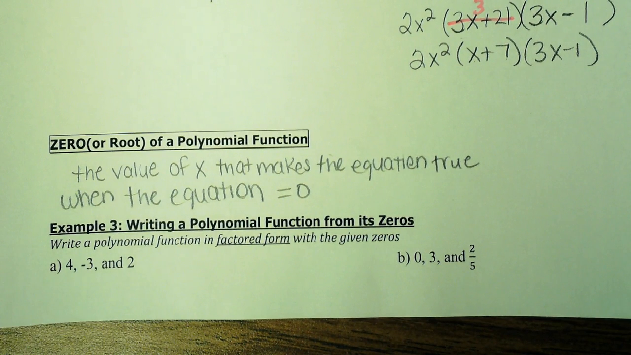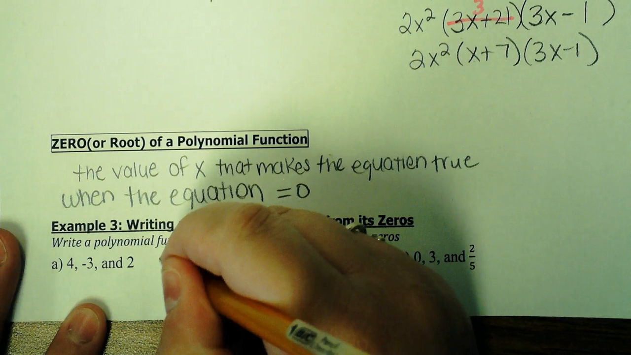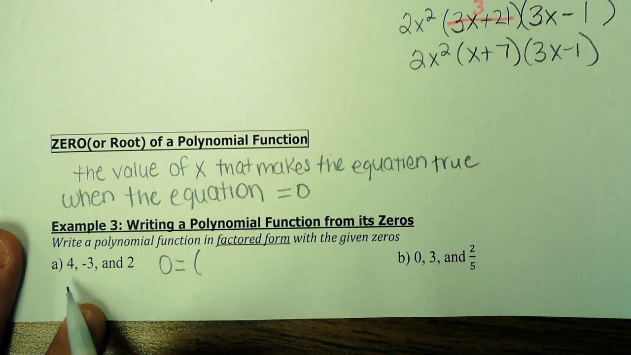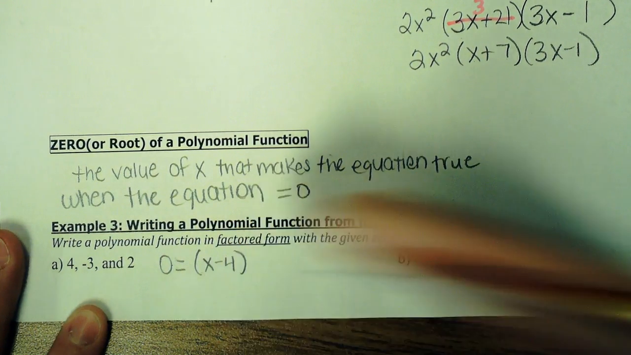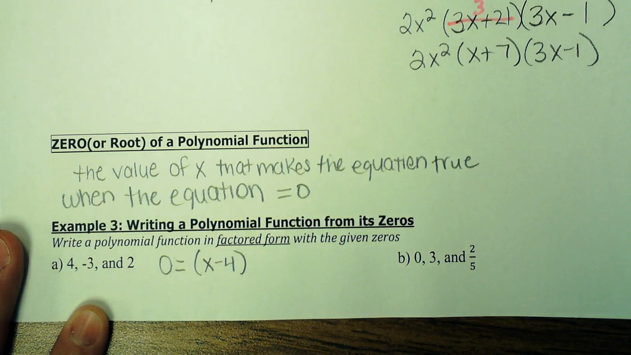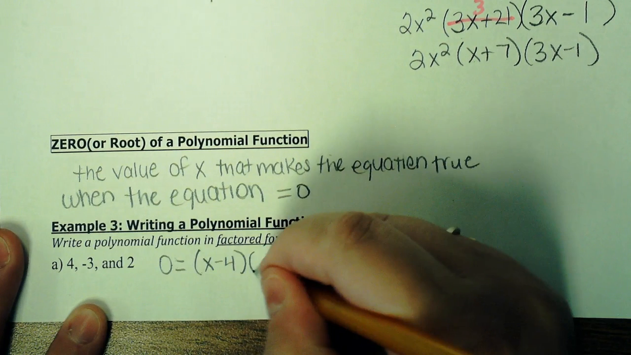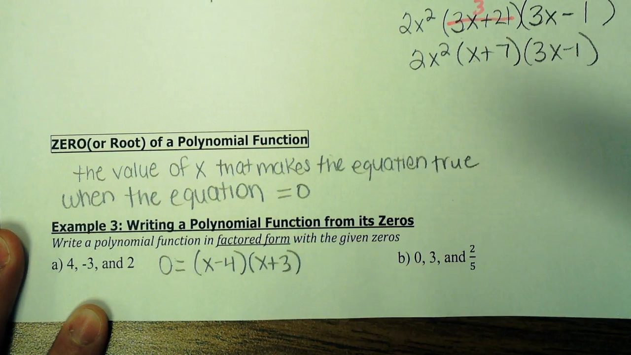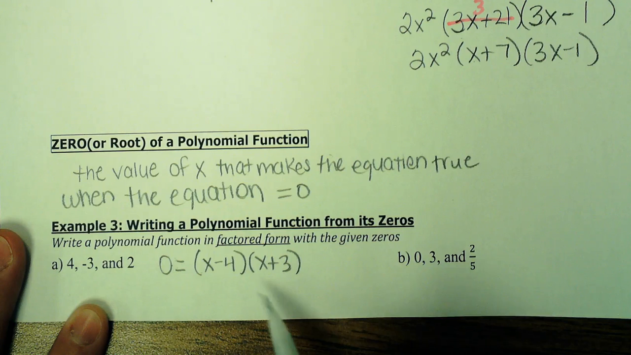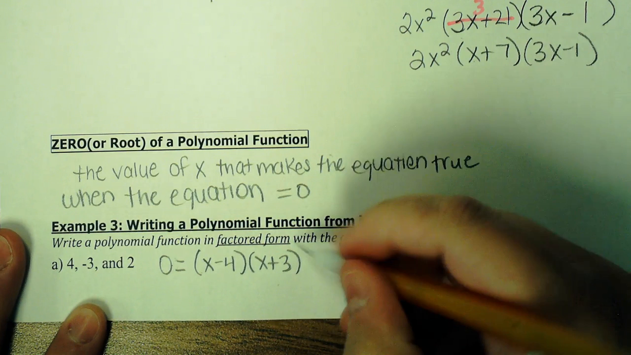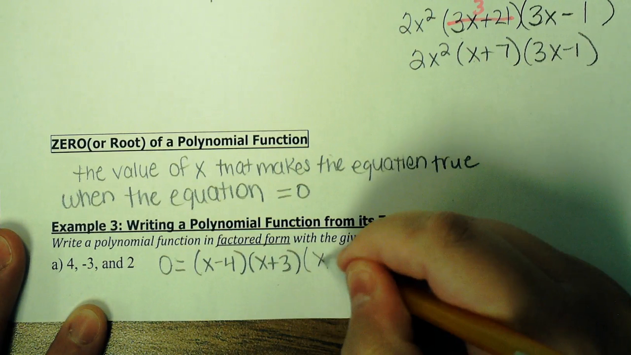I'm going to give you what I call a zero. So this is going to kind of look like what we were just doing, except these are going to be equations and not just expressions. So I'm going to say 0 equals. Okay, so if 4 is my answer, then x minus 4 would be a factor. If negative 3 is an answer, or a 0, or a root, I usually call them zeros, then x plus 3 would be the factor. And if you have 2, x minus 2.